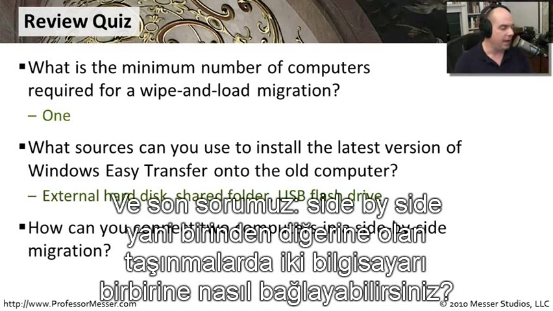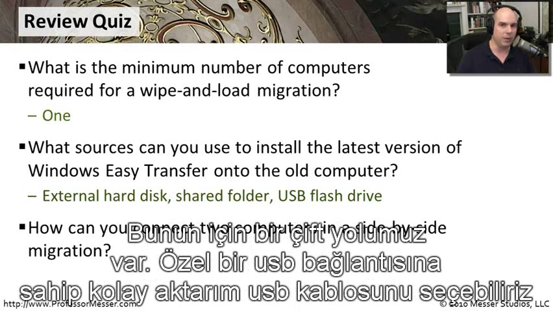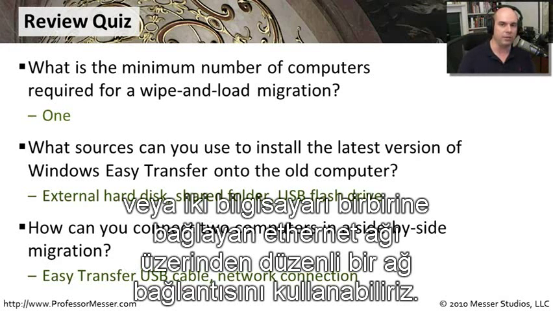And our last question, how can you connect two computers in a side-by-side migration? There are a couple of ways to do it. We could choose the Easy Transfer USB cable, that special USB connection, or a regular network connection that's connecting these two computers over an Ethernet network.